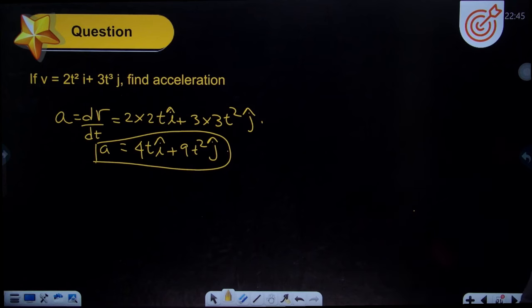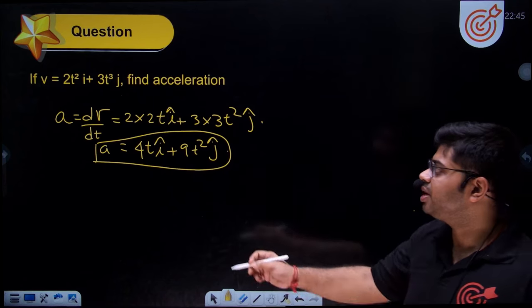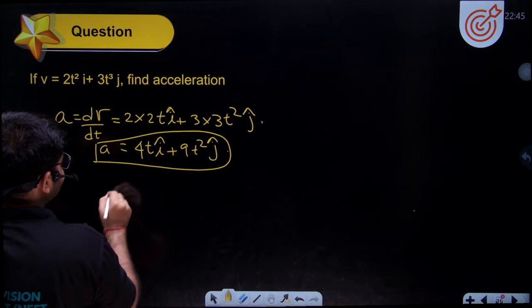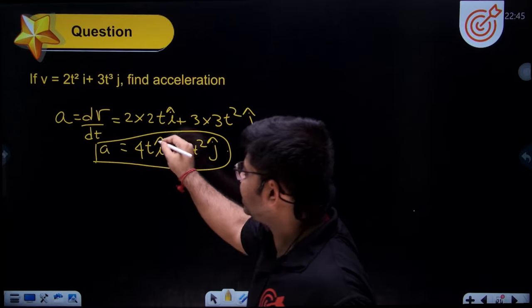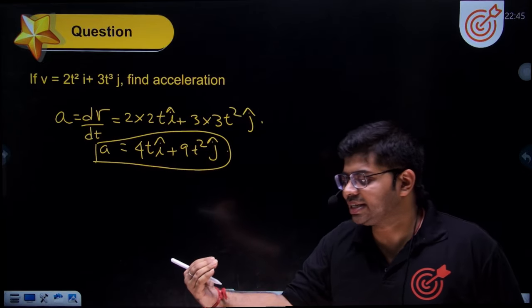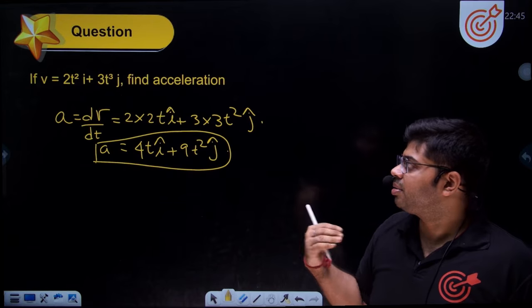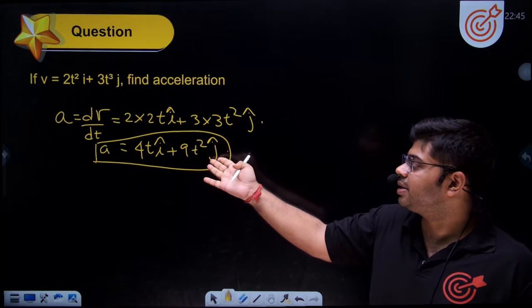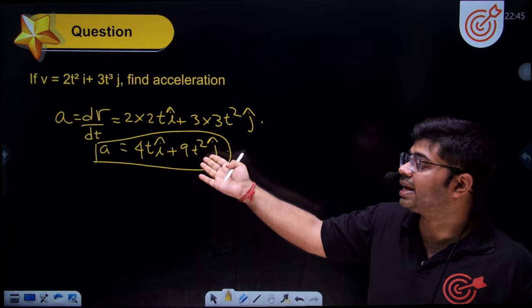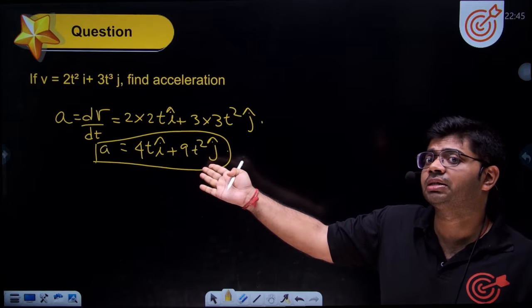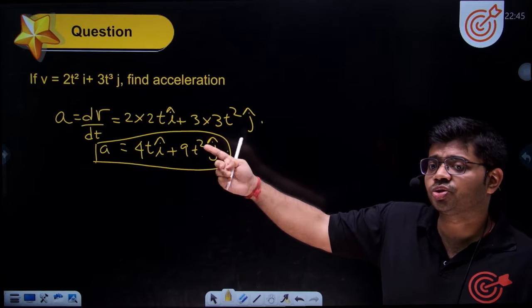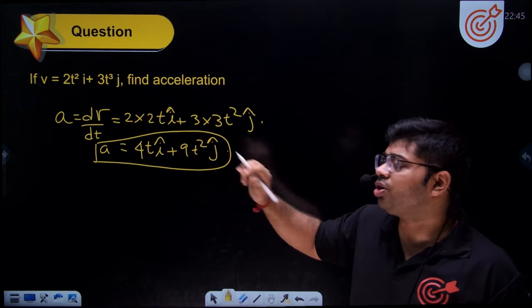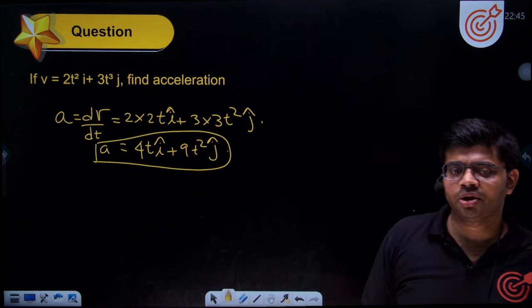What kind of acceleration is it? It is not a uniform acceleration, it is changing with time, because in both the i cap and j cap, you see the time is there, but in case of i cap it is linear. So along the x axis, the acceleration is linearly increasing, but along the j cap, the acceleration is increasing at a much faster rate. It is parabolic, it's t square. So the increase in acceleration is more along the y axis compared to along the x axis.